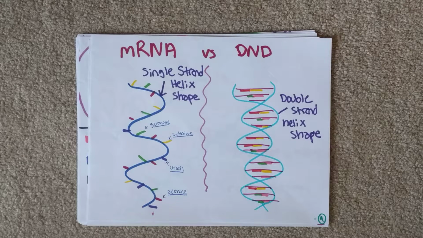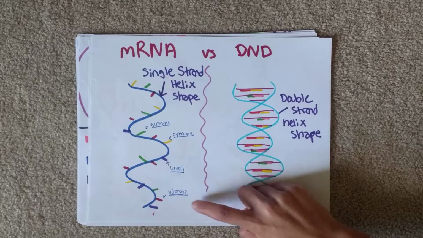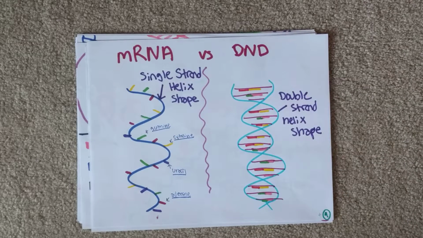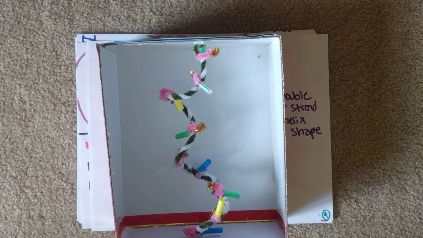mRNA is a single-stranded helix shape. Unlike DNA, it is only comprised of one strand of nucleotides. There are 4 specific bases that can be presented on the mRNA nucleotide. They include uracil, adenine, cytosine, and guanine. Here is a model of mRNA. You can see how it only has one strand.